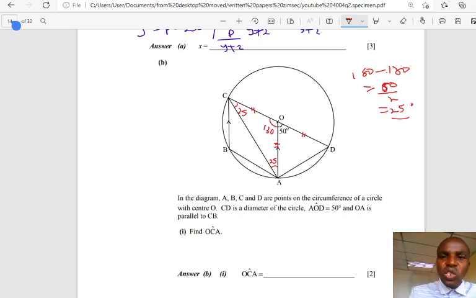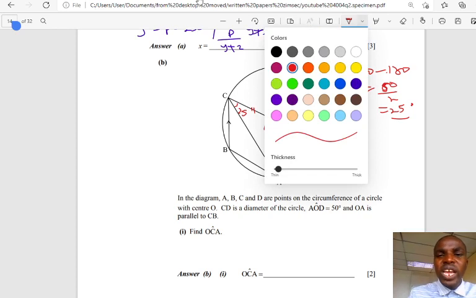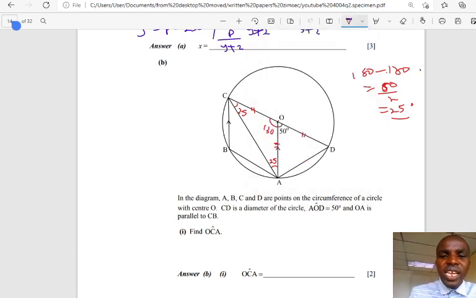Then let's find the other angles in triangle AOD. This one, then this one. You say 180 minus 50, then you get 130. Then 130 divided by 2, what do we get? 130 divided by 2 is 65. So this angle is 65. Also, this angle is 65.